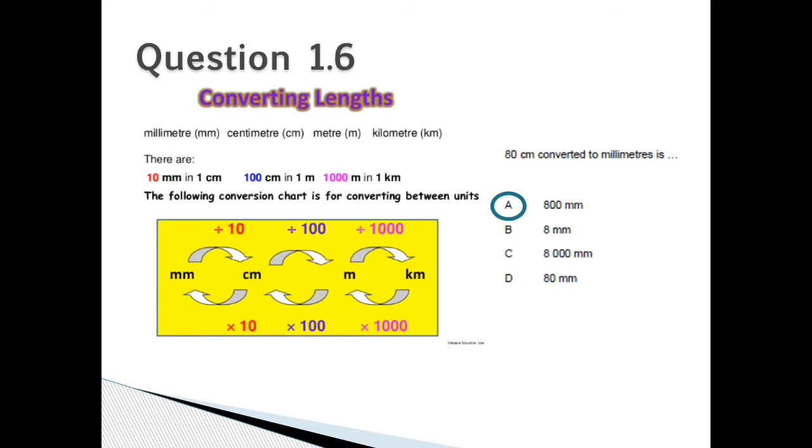When you are converting lengths, you need to realize that millimeter is mm, centimeter is cm, meter is m, and kilometer is km. There are 10 millimeters in 1 centimeter, 100 centimeters in 1 meter, and 1,000 meters in 1 kilometer. The following conversion chart is used for converting between the units. From millimeters to centimeters, you'll divide by 10. From centimeters to meters, you'll divide by 100. And from meters to kilometers, you will divide by 1,000. 80 centimeters converted into millimeters is 800 millimeters.